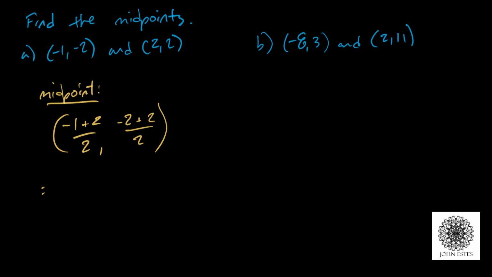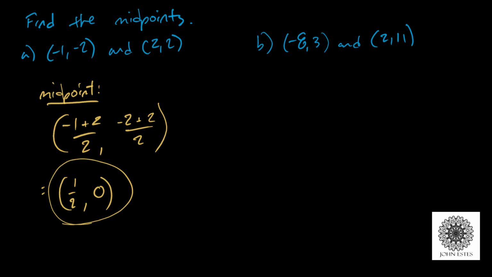Okay, so here, just working out the arithmetic, negative 1 plus 2 is positive 1. So I have 1 over 2 for my x-coordinate. For my y-coordinate, I have negative 2 plus 2 is 0. 0 over 2 is simply 0. So there's my midpoint. Alright, let's try again in part B.